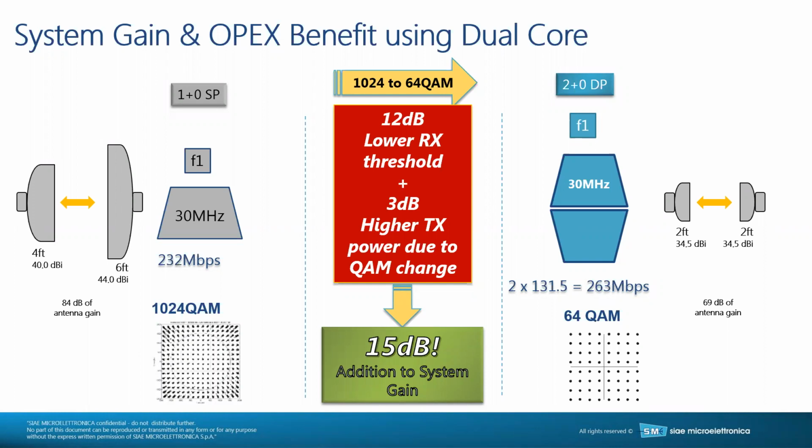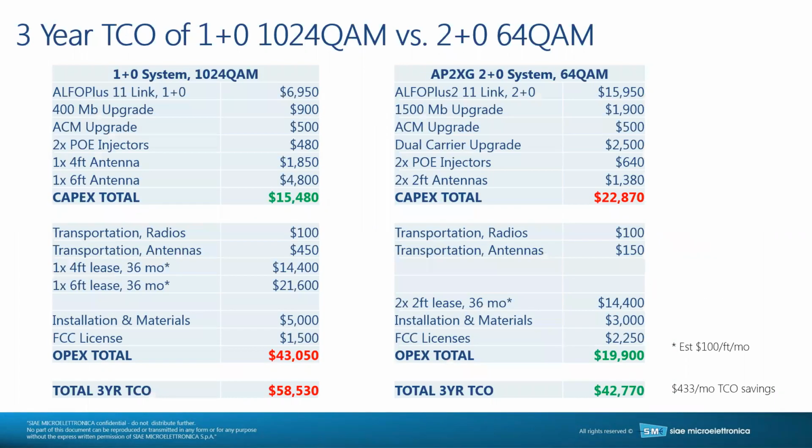So there's a 15 dB gain improvement there. Now you can imagine, okay, there's going to be a little bit more for a dual carrier radio than for a single carrier radio, but that compensates for it with smaller antennas. I've got maybe one extra license to do, but what I wanted to show you here is some of the TCO advantages relative to a 1+0 system.